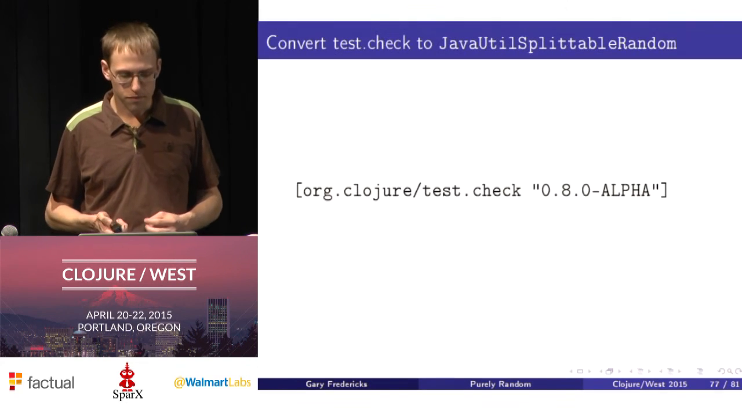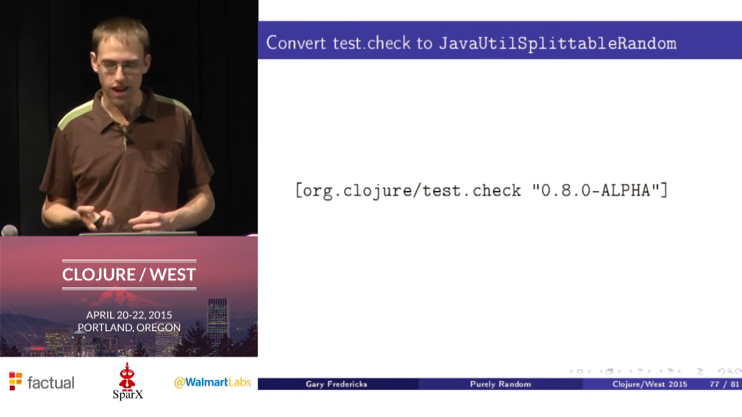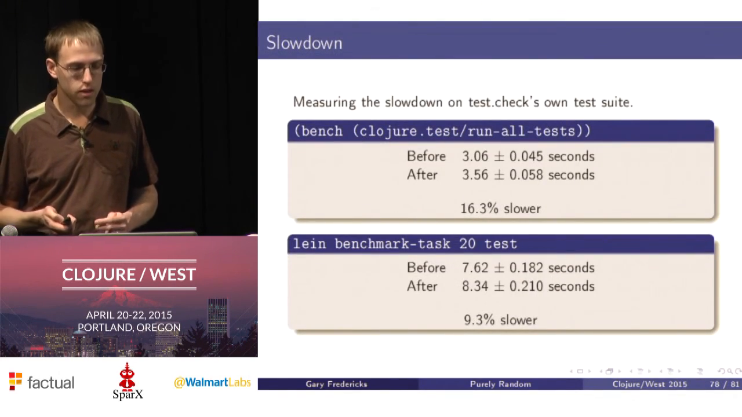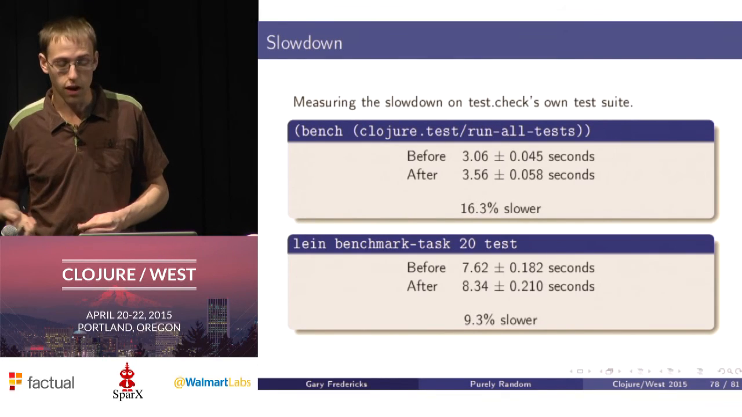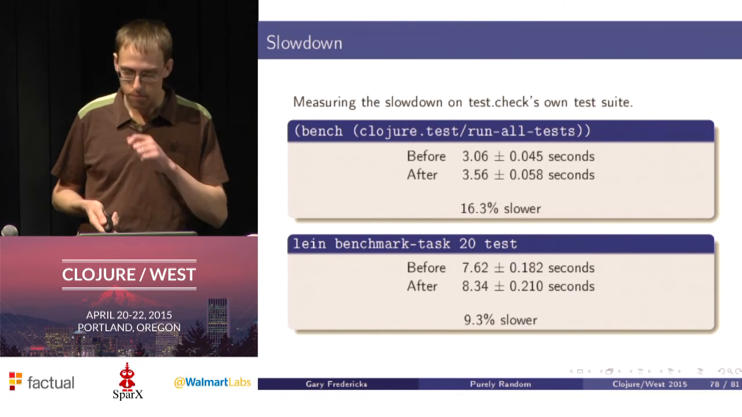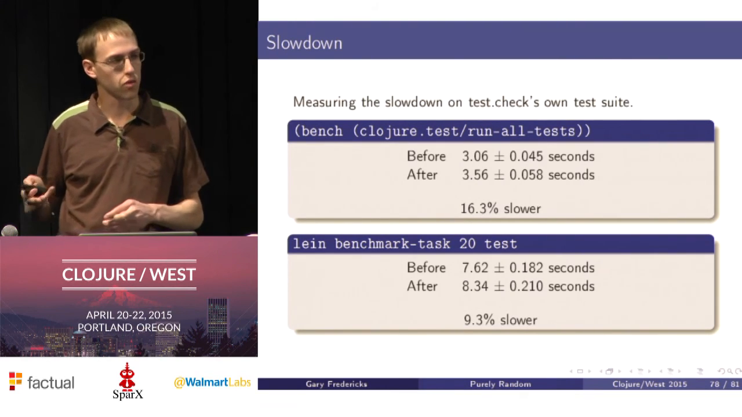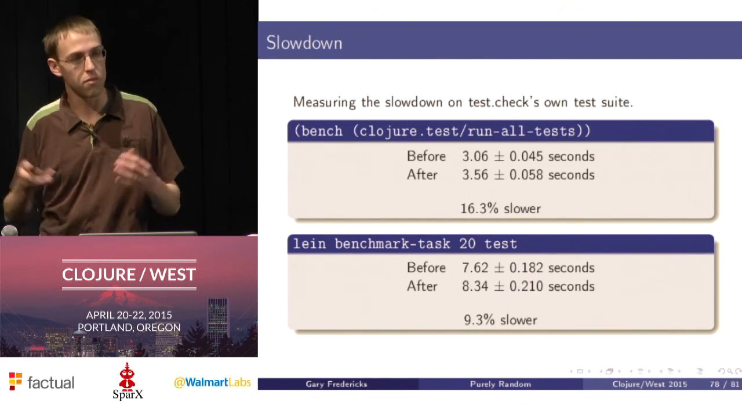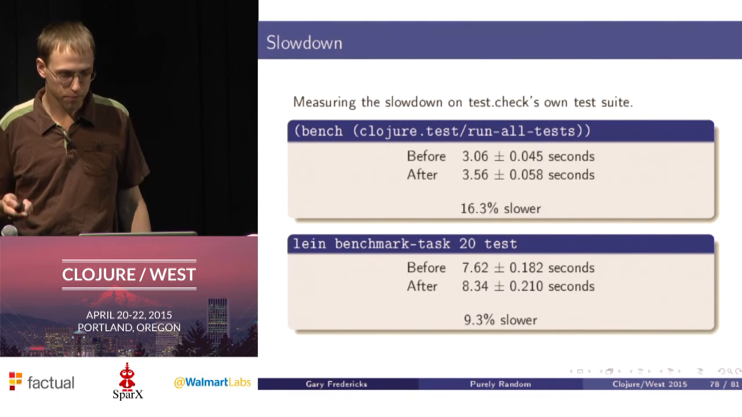Coming back to TestCheck, we added the splittable random algorithm that we just looked at. There's an alpha release right now, so you can try it out. Trying to measure the effect on actual test suites, we measured TestCheck's own test suite, which uses a lot of generators. So depending on what you measure exactly, the slowdown might be 10 to 20% or 10 to 15%. I've also heard various rumors of other people running it on their own test suites and seeing maybe up to 50% slowdown. So it's definitely something that we're considering. There might be more performance optimizations we can do, or other faster options we can provide.